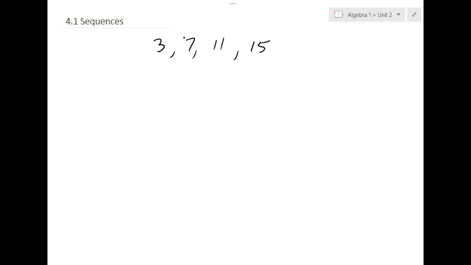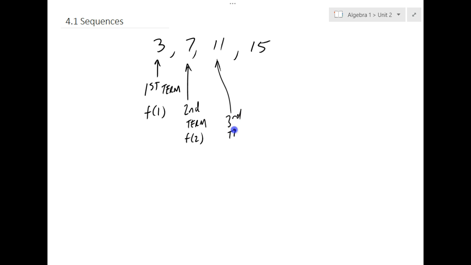We're going to use some algebraic notation to describe these. If this is the first term, the algebraic symbol we'll use for this is f of 1. The 1 means first term. Then this is the second term, and we would call that f of 2. The 2 tells us the term number. This is the third term. What would we call it? f of 3, and so on.